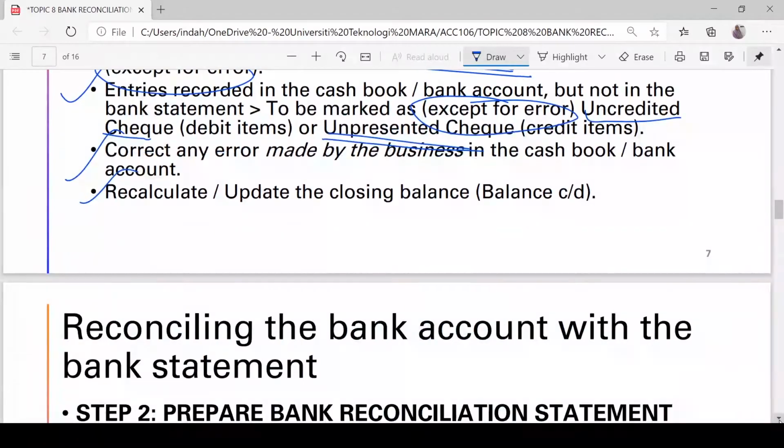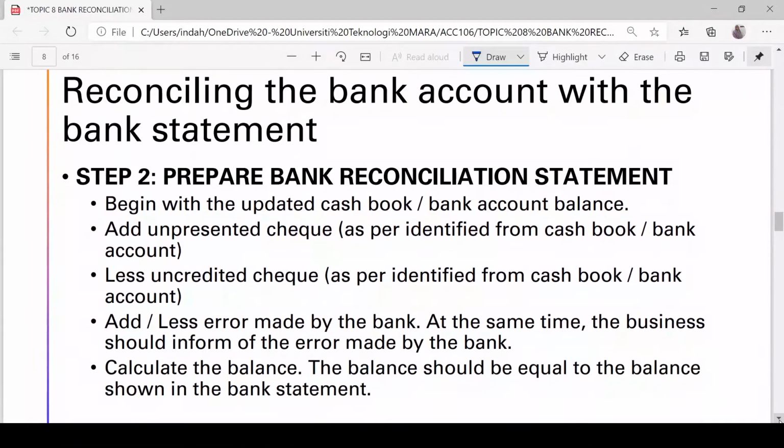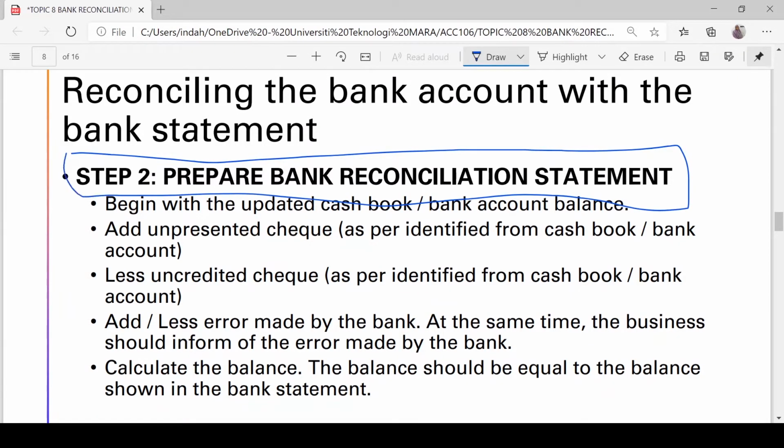Step number 2. Step number 1 is to update your cash book. Step number 2 is to prepare the bank reconciliation statement.